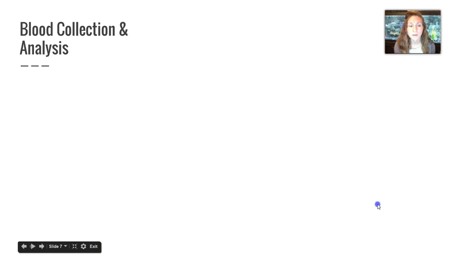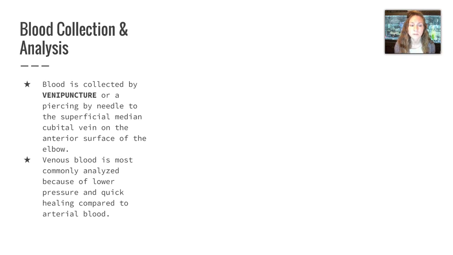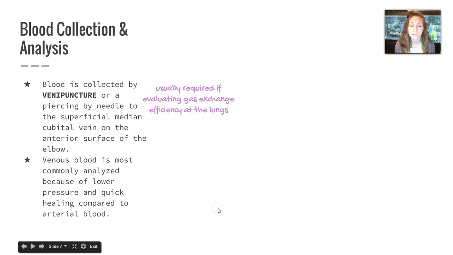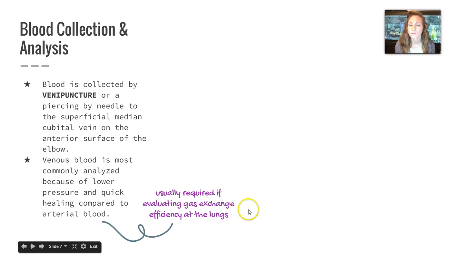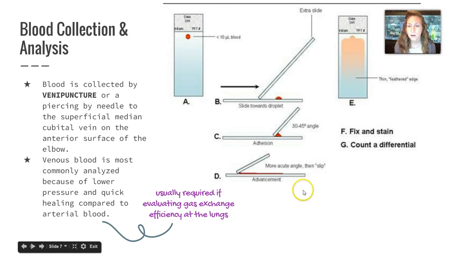The way we collect blood and analyze it is by venipuncture, which is a piercing of a needle through the superficial, usually median cubital vein, because that's usually the biggest one and most obvious one for many people. Venous blood is most commonly analyzed because there's lower pressure and there's quick healing abilities at that point. Arterial blood tends to bleed a lot more and be more difficult to heal, but we do use arterial sticks when we're evaluating gas exchange efficiency at the lungs, for example.